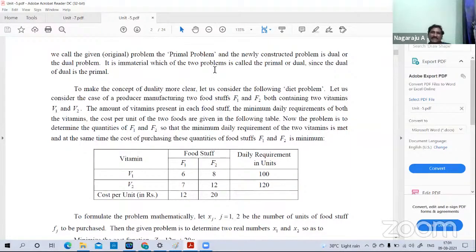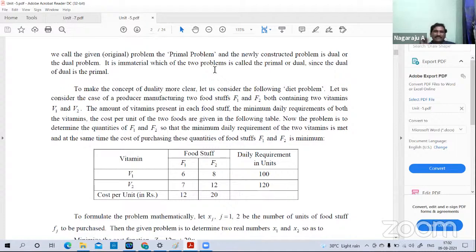To make duality clearer, take the diet problem. Basically it is a diet problem, and because it is a small problem, we can use either primal or dual. It doesn't matter, but the conversion is the point. If you know how to convert from primal to dual and dual to primal, that is the only advantage of the concept here.